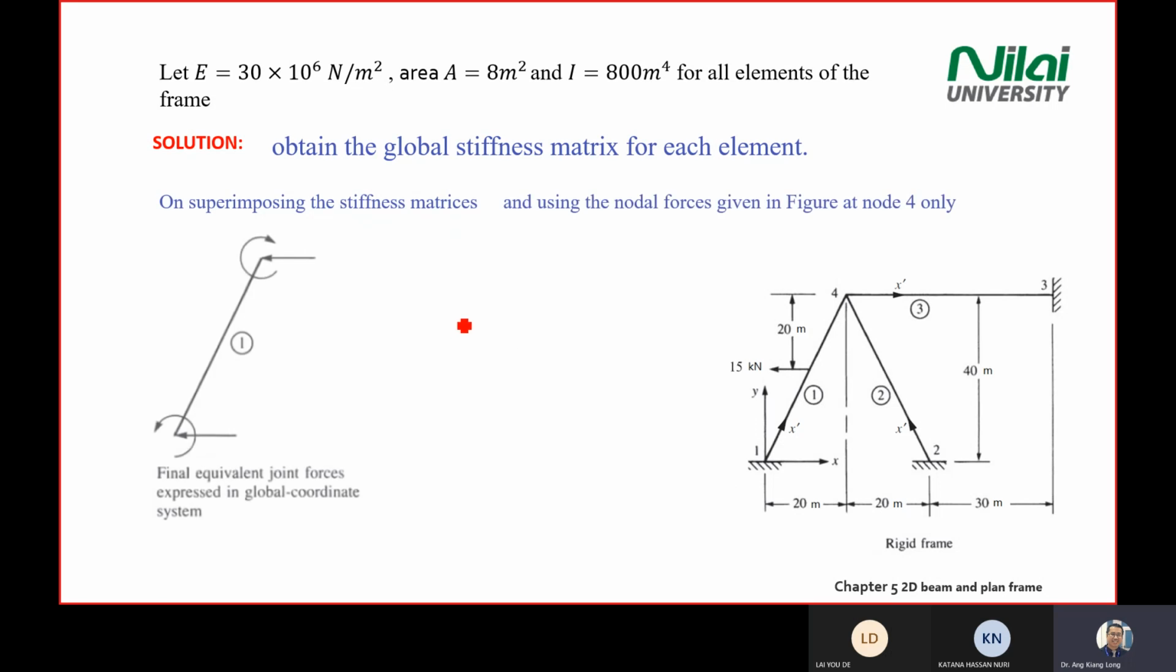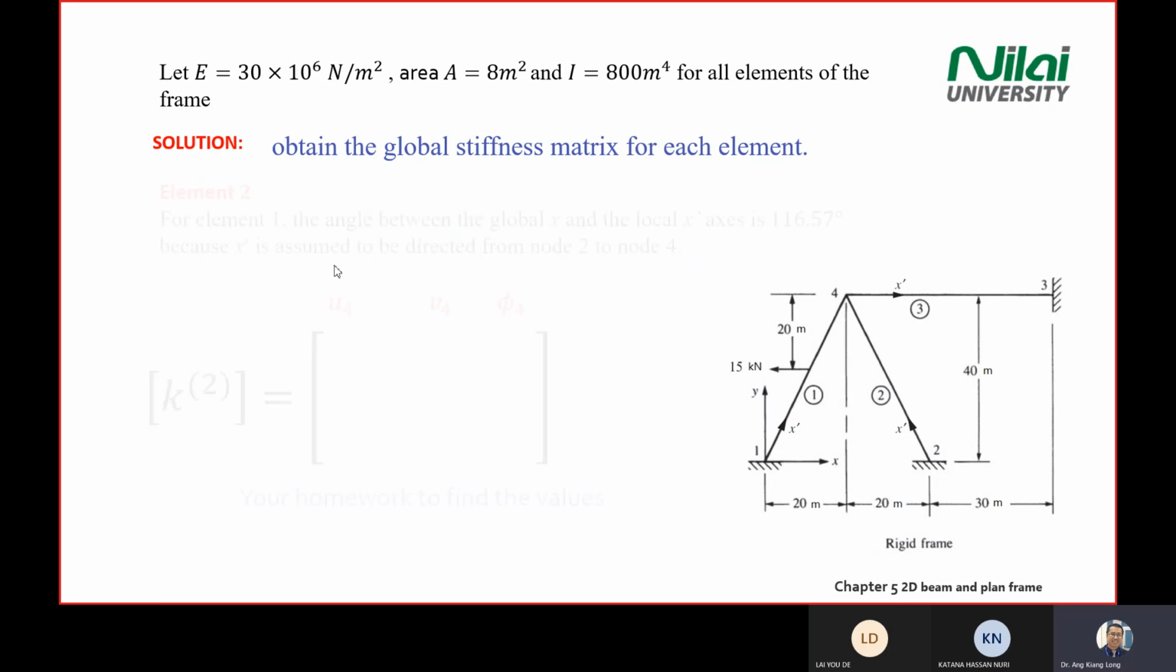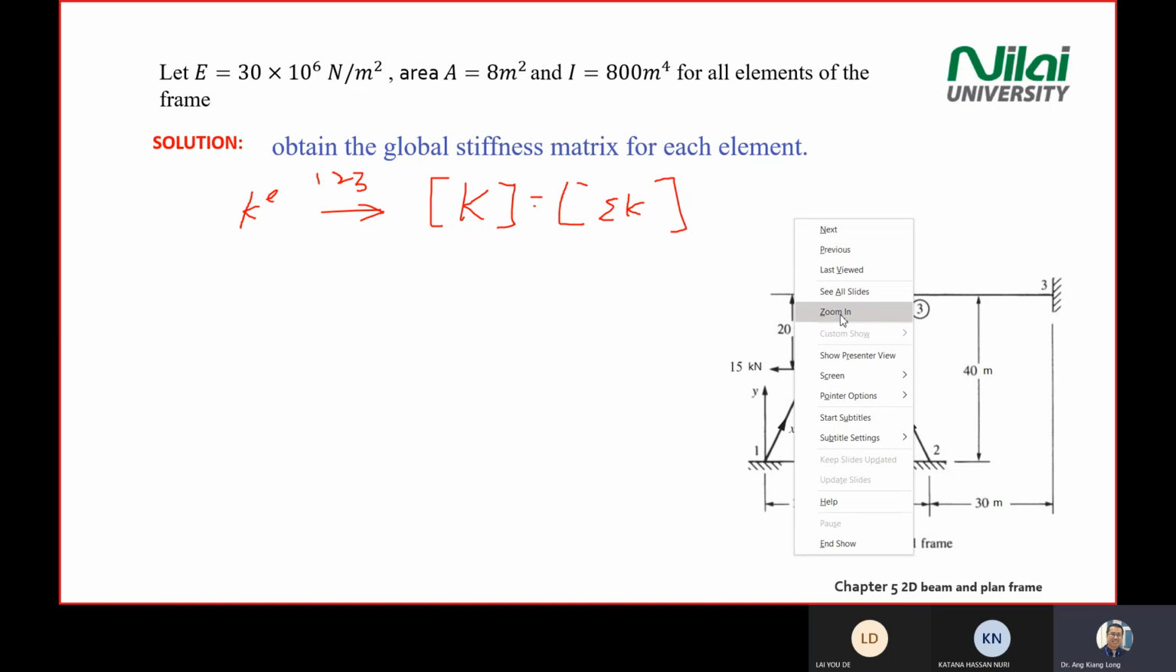Then after that, you use this equation, F equal to KD. Remember, when you look at the element, you use a small k for all the elements. Then you combine elements 1, 2, 3, and it will become a capital K after you combine all the matrices together in the big matrix here. This is a combination of all the small k. All right, let's continue.